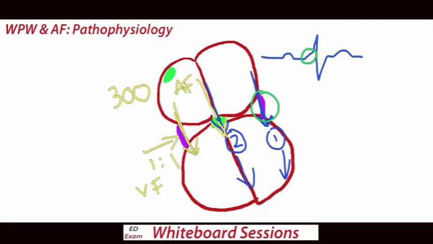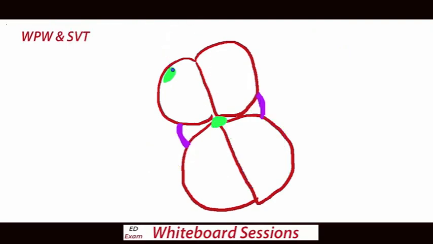However, you need to be really careful when treating these patients because if you give them an AV nodal blocking drug, you'll then force all of the impulses from their atrial fibrillation through the accessory pathway into the ventricle and put them into VF. It's worth mentioning at this point the combination of Wolff-Parkinson-White syndrome and supraventricular tachycardia or SVT.